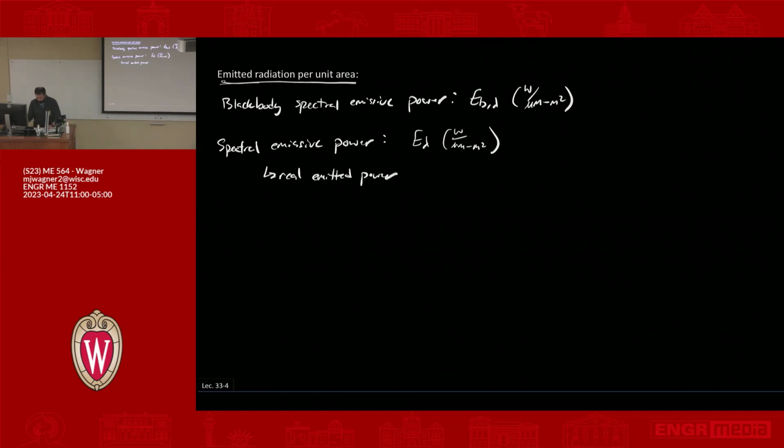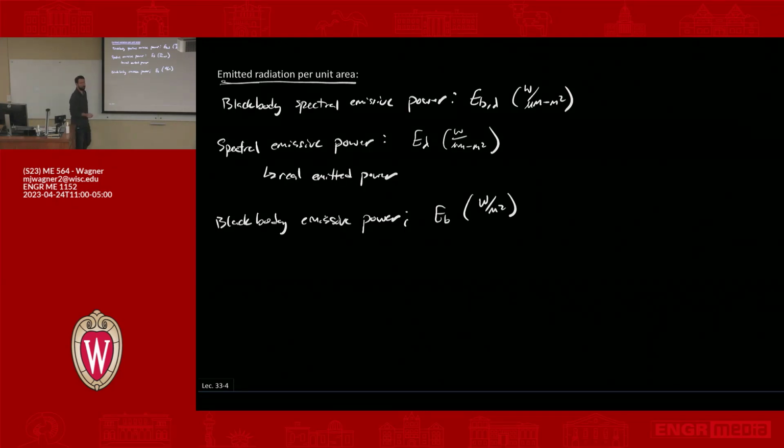The last thing you could have would be the black body emissive power, E sub B. The units on that are just watts per meter squared. This is the integrated value of the top one. It is the total black body emitted power over all wavelengths.